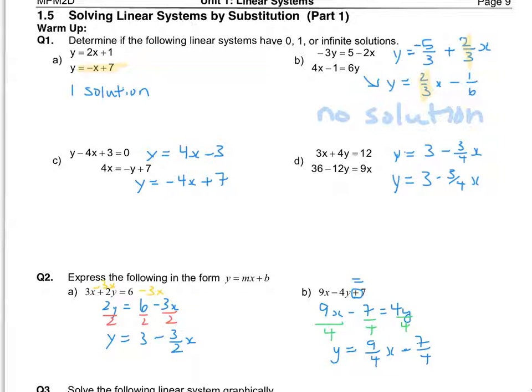Part C, again, I rearranged in the form y equals mx plus b, and I found that my slopes were different. Positive 4x versus a negative 4x. So positive 4 is a slope and negative 4 is a slope. That's going to have one solution.